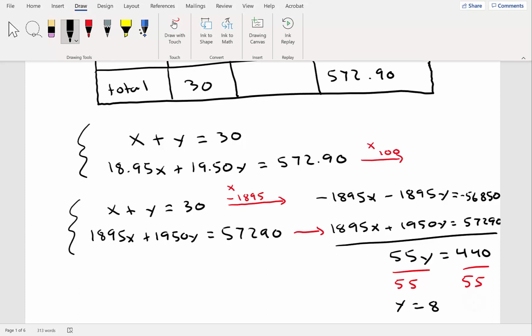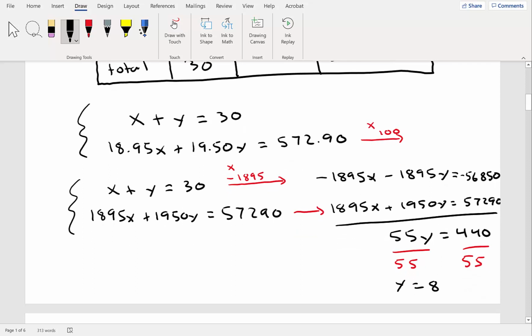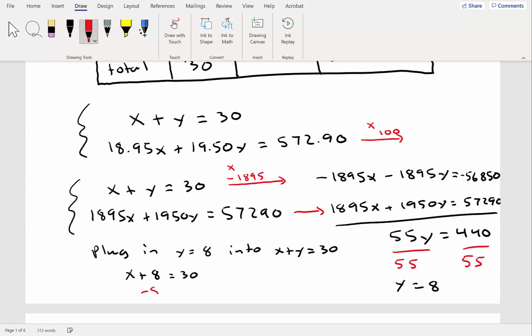Okay. So now we could go ahead and figure out what our x is. And just like before, if we want to figure out what x is equal to, we'll go ahead and plug that into one of our equations and solve for x. So I'm going to plug in y equals 8 into x plus y equals 30. So I have x plus 8 is equal to 30. Subtract 8 from both sides. We get x is equal to 22.